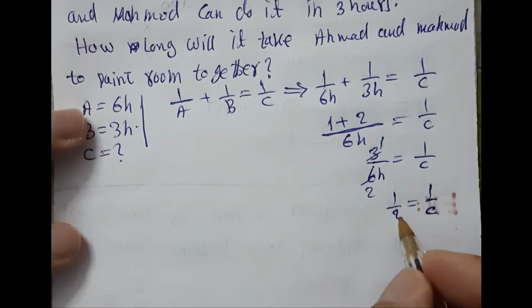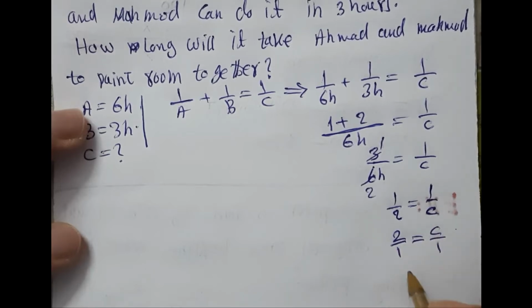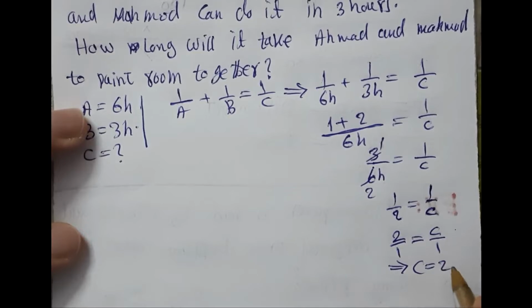We take the reciprocal of both sides. We can write 2 by 1 is equal to C by 1. This implies C is equal to 2 hours. It is the answer.